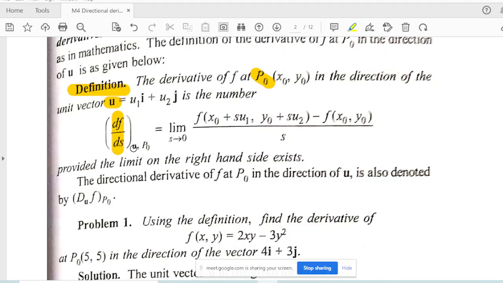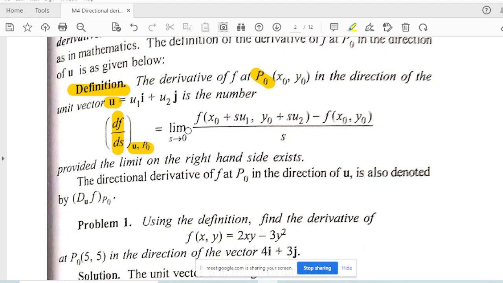df by ds at u comma P0. Here u is the unit vector and P0 is the point at which you have to find the directional derivative. This is equal to limit as s tends to 0 of f of x0 plus s u1 comma y0 plus s u2 minus f of x0 comma y0, divided by s, provided the limit exists. You are already familiar with the limit definition of derivative, right?